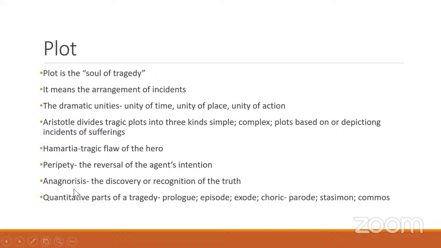Then we have anagnosis. Anagnosis means the discovery or recognition of truth. So what happens is there will be a change from ignorance to knowledge. It's a discovery of truth or recognition of truth. There will be certain signs or marks which make the character understand the truth.